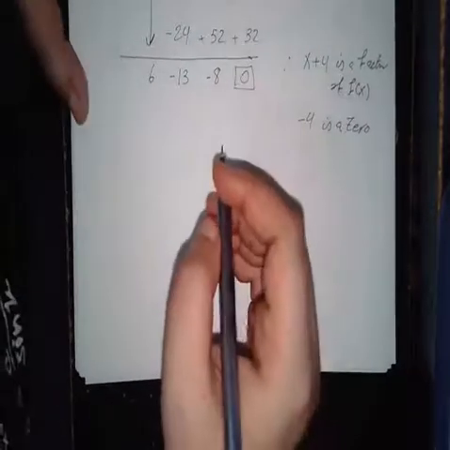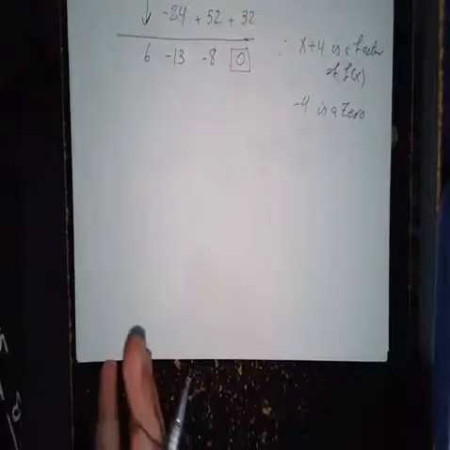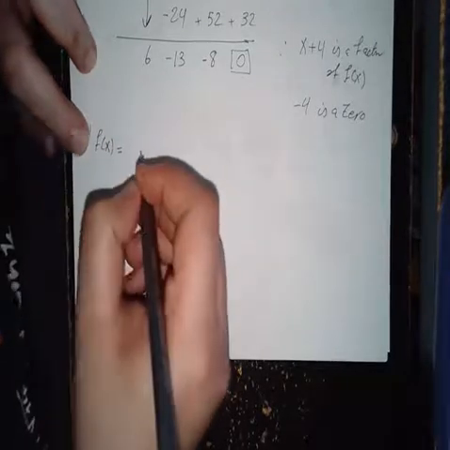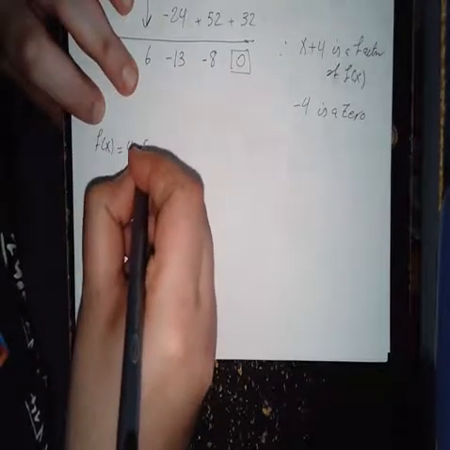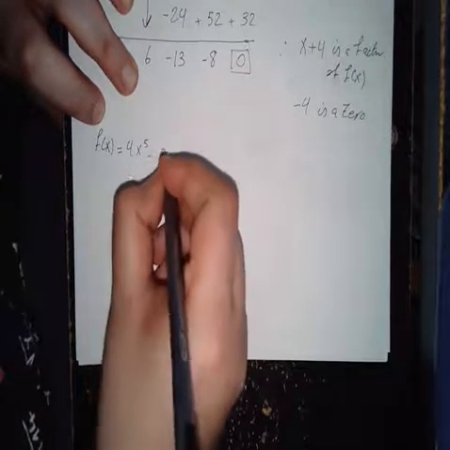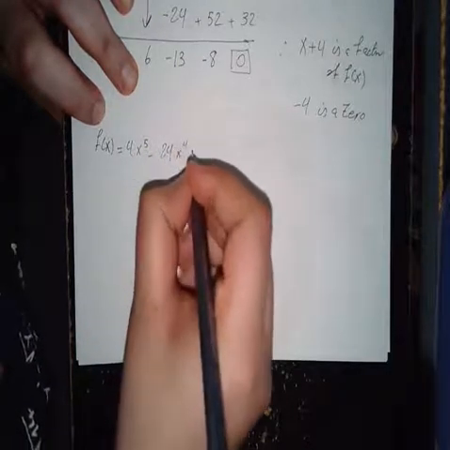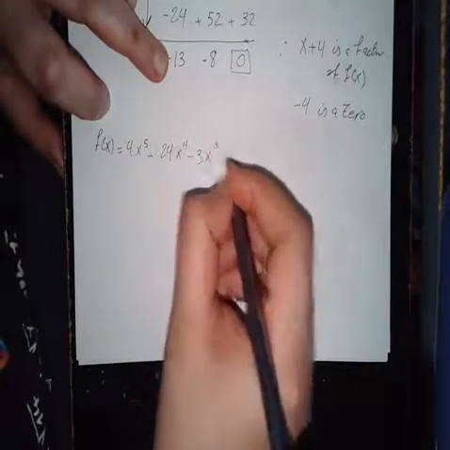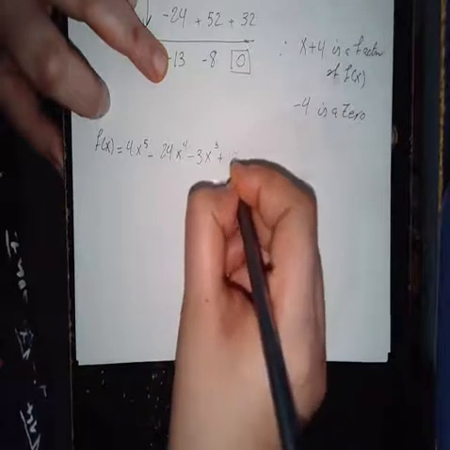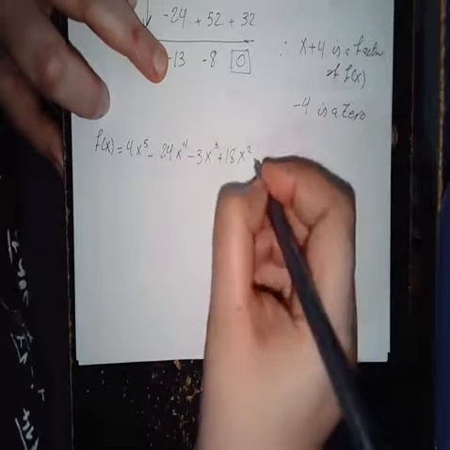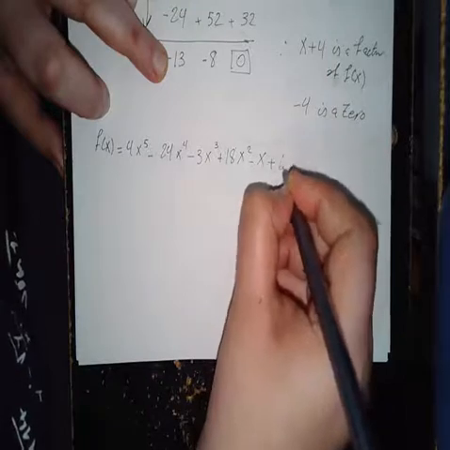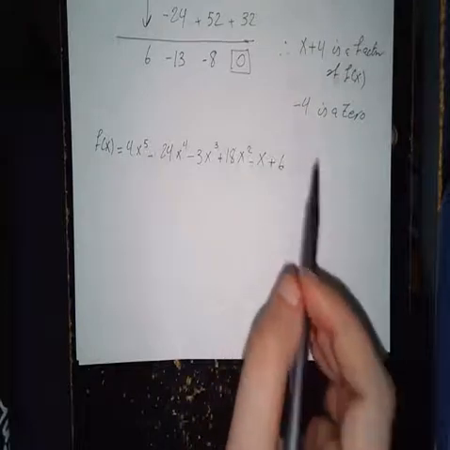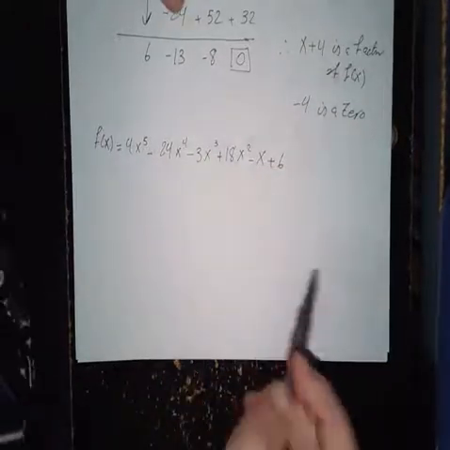So for this one, we have the function f of x equals 4x to the 5th power minus 24x to the 4th power minus 3x to the 3rd power, so we're good so far, plus 18x to the 2nd power minus x to the 1st power plus 6. So they accounted for every single x possibility. You have 5, 4, 3, 2, 1, and 0 powers, so we're not missing a single value.